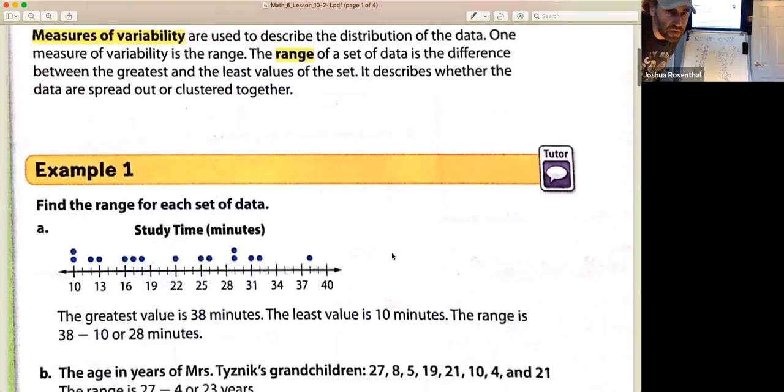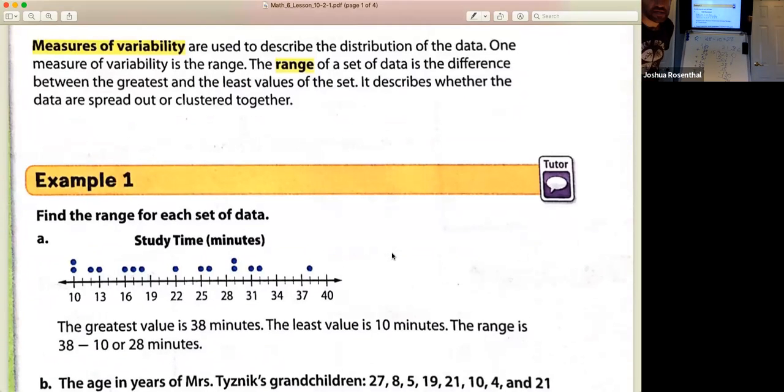Right there. The ages in years of Mrs. Tiznik's grandchildren: 27, 8, 5, 19, 21, 10, 4, and 21. Just find the range, please. Don't do mean, median, and mode. Just do the range. It's very quick. Put it in the chat.